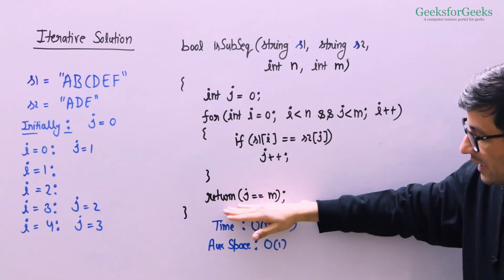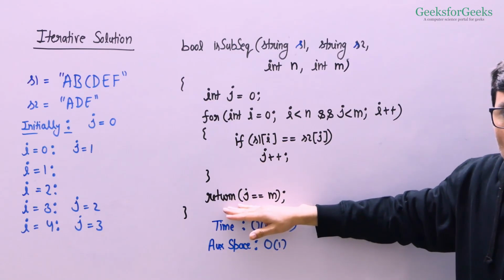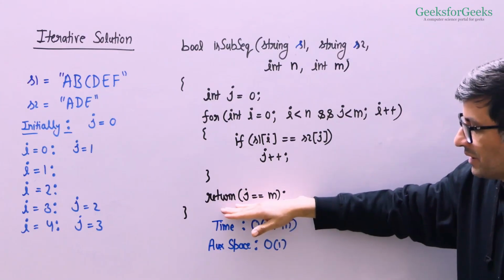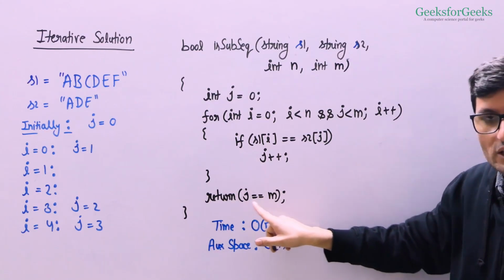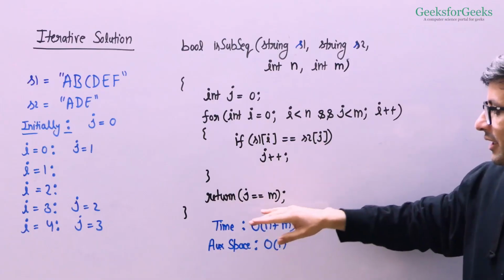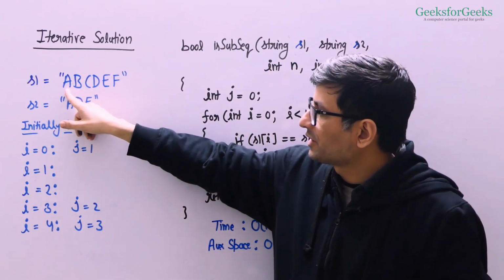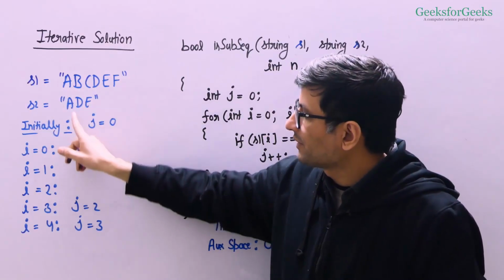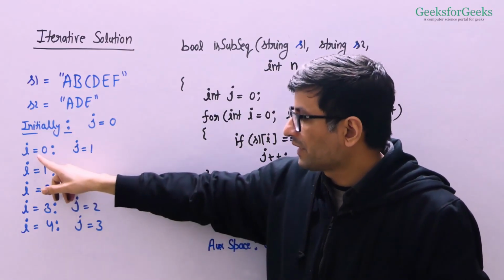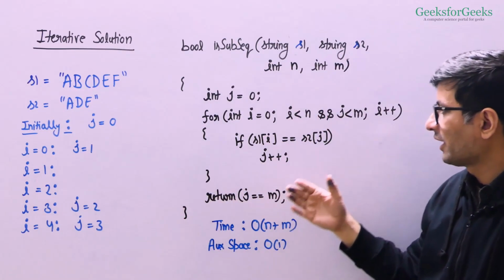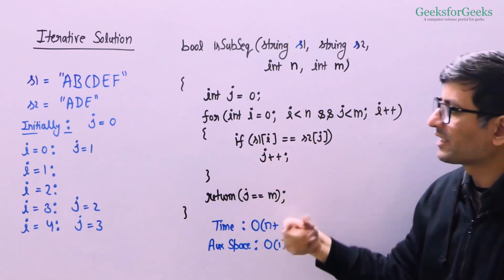And at the end, I have written some short code. I have avoided the if else condition. This line means if j is equal to m, then return true, otherwise return false. So that's the simple idea. You run a loop for this string S1. You have index j for this string. If i and j are matching, then you do j++, and i is always incremented.